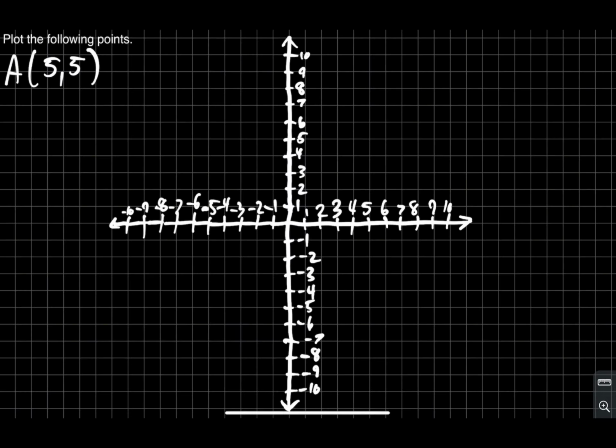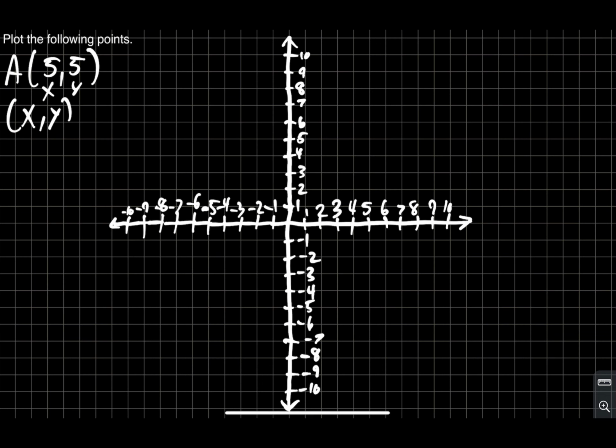In this video, we'll be learning how to plot points. So let's start off with this problem. Plot the following points. We have point A, and it has the coordinates 5, 5. Your coordinates, or your ordered pairs, are going to be written in this format: x, y. So the first value is always x, and the second one is always y. So this one's x, and this one's y.